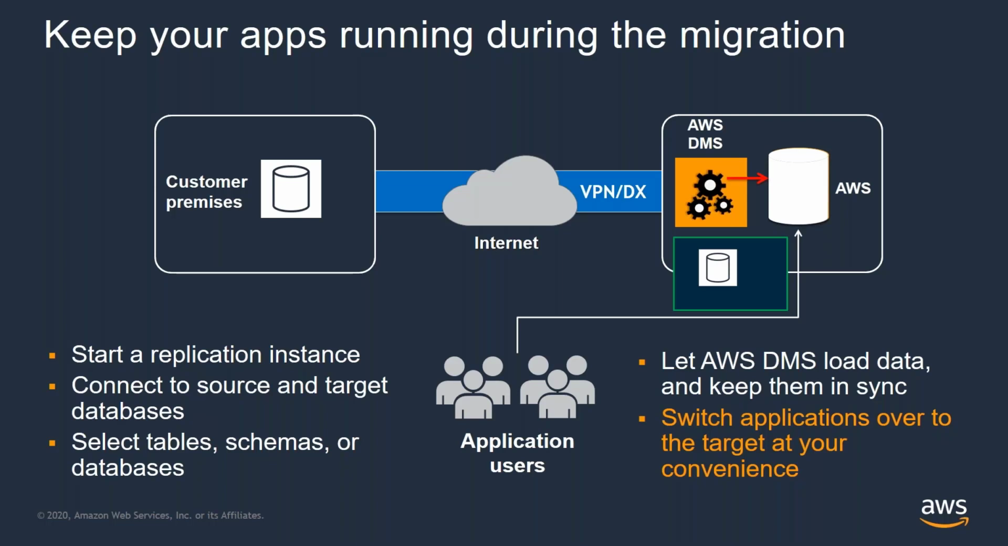But the key is we have to understand the use case to see how much data we have. If it's in terabytes, then it's not the right choice. Then we should use Snowball to do it offline. So based on the application and volume of your data, and of course your network bandwidth, we can leverage the DMS service to migrate your databases to AWS without any interruption.